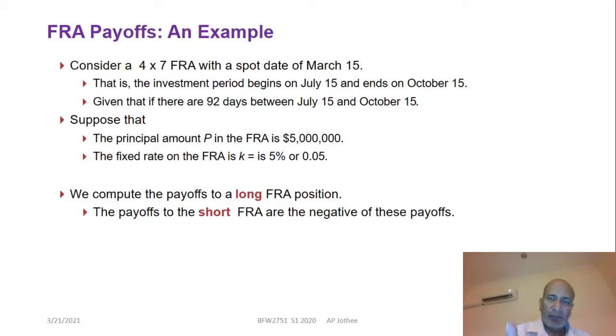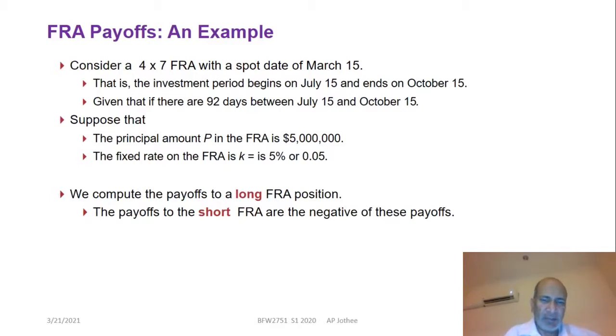March 15, April 15, May 15, June 15, July 15. It will start, T1 starts at July 15 and ends at October 15, because August 15, September 15, October 15 is 3 months from that. Given that there are 92 days, the 92 days will be given to you, you don't worry. In exams and all these questions, in the question I'll give you how many days are involved between July 15 and October 15.